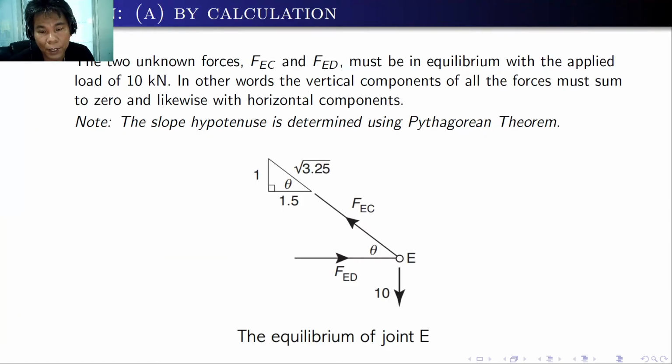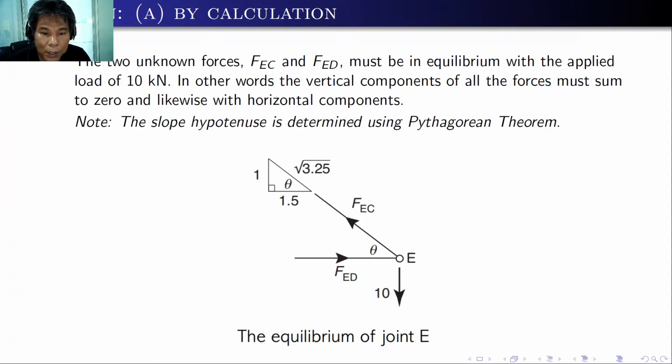So the two unknown forces FEC and FED must be in equilibrium with the applied load of 10 kilonewton. In other words, the vertical component of all the forces must sum to zero, and likewise with the horizontal component. Here, the force FEC, we assume that this is in tension because the vertical component of this will be in equilibrium with the force 10 kilonewton, which is moving downward. And same with FED, it is in compression because the horizontal component of FEC should be in equilibrium with FED. So FEC is tension, FED is compression.